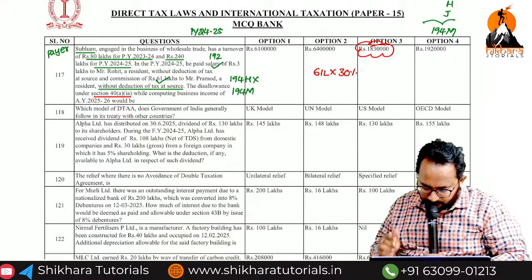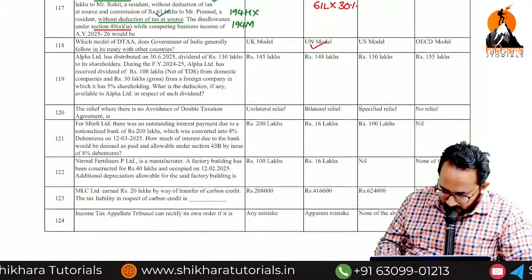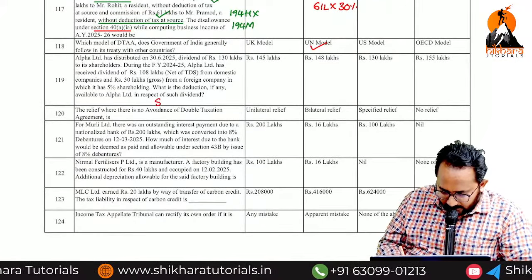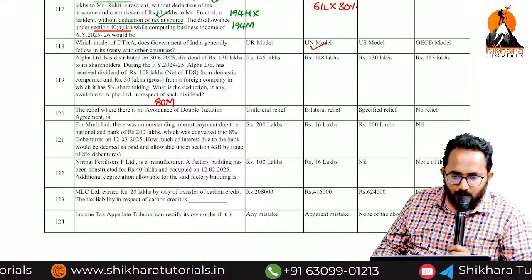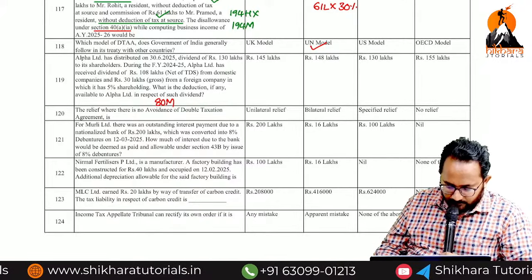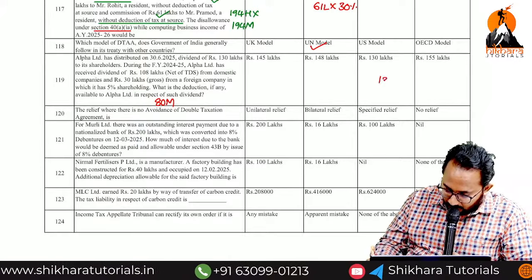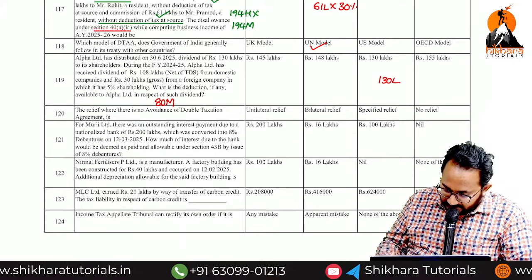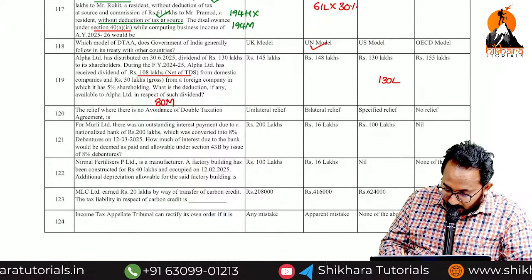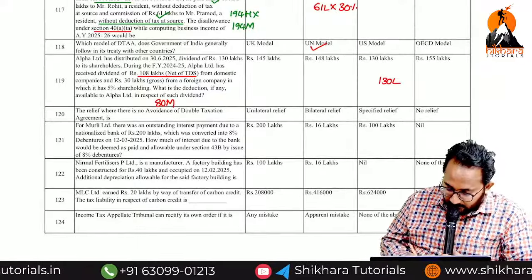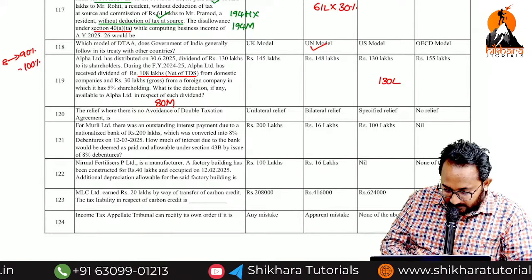Understood? Now, which model of DTAA will India follow? UN model. Here also an 80M MCQ. What is that? Deduction with respect to intercorporate dividends. Remember, what is the dividend we distributed? 130 lakh. What is the dividend we received from the domestic company? 108 is the TDS after this. This is 90%. What is that 100%? Please tell me.